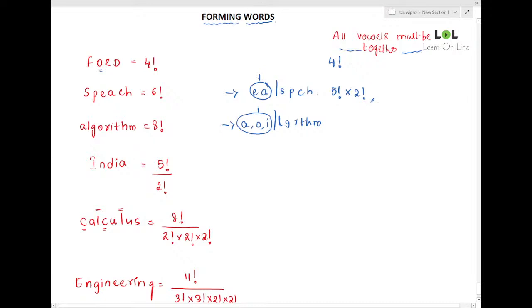Now observe. 6 units of consonants plus 1 unit of vowels. 6 plus 1, 7. So 7 factorial. Still what we have to do? We have to rearrange vowels. 3 vowels can be rearranged in 3 factorial.